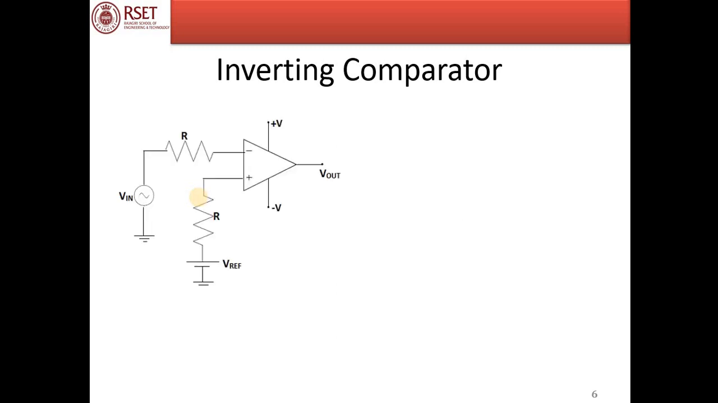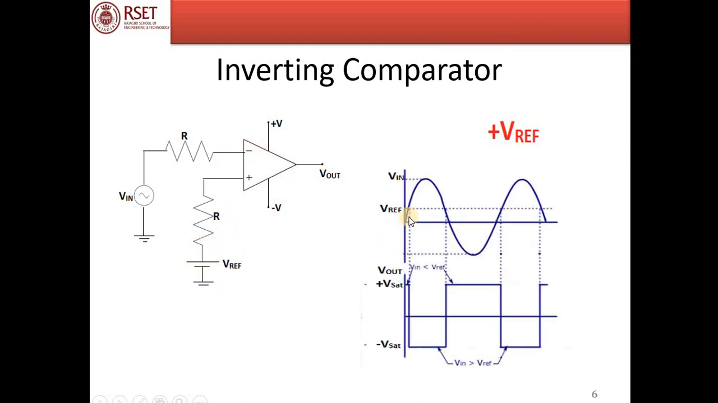First, let us consider the inverting comparator. Here we see that the input voltage Vin is applied to the inverting terminal and the reference voltage Vref is applied to the non-inverting terminal. Let us consider the case where Vreference is a positive value. This is the input signal applied to the inverting terminal. This is the reference value which is positive, which is applied to the non-inverting terminal.